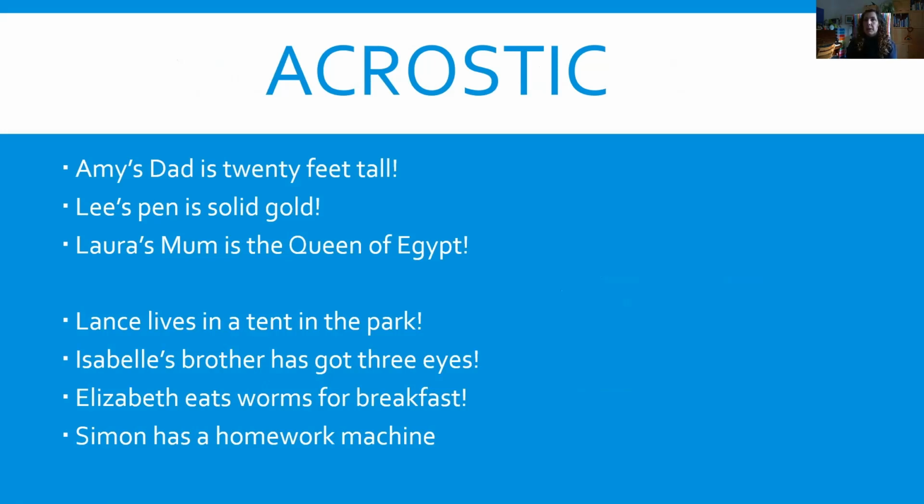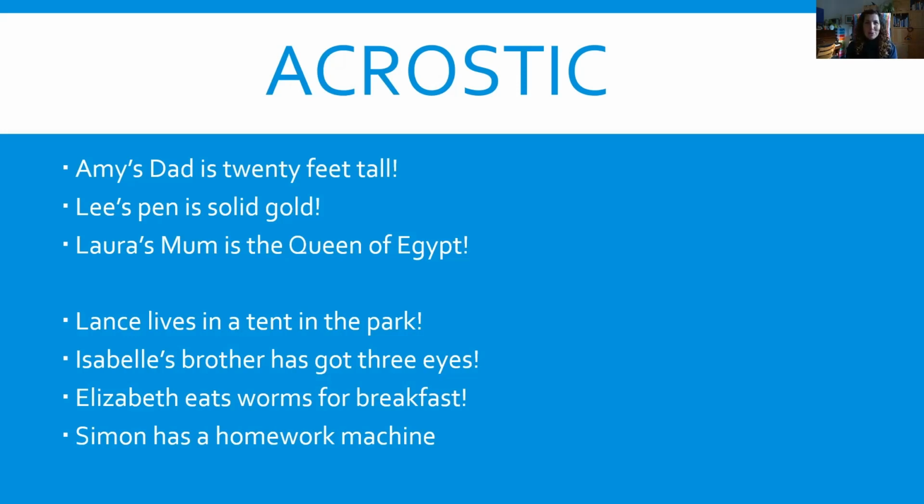Amy's dad is 20 feet tall. Lee's pen is solid gold. Laura's mum is the Queen of Egypt. Lance lives in a tent in the park. Isabel's brother has got 3 eyes. Elizabeth eats worms for breakfast. Simon has a homework machine.